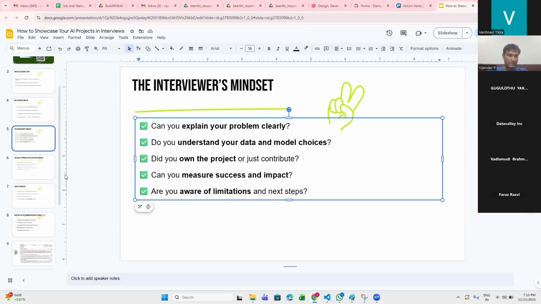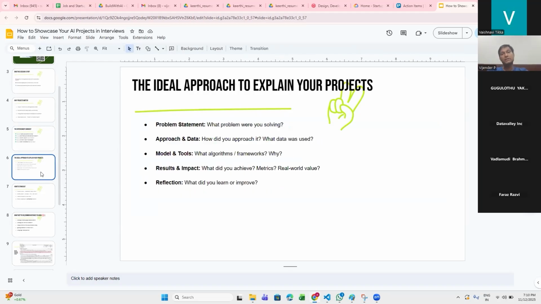Okay, that's the thing. Next is the ideal approach to explain your projects. So far we've seen what the important aspects are, what the recruiter looks for, and all those things. Now we'll look at what is the ideal approach to explain your projects.